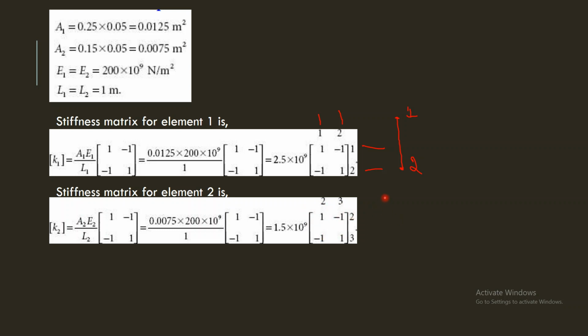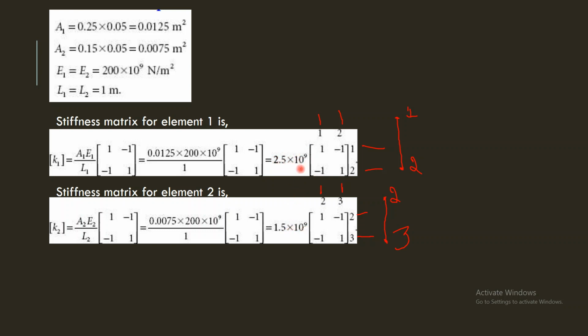And coming to the node numbering scheme, here element 2 comprises the two nodes, that is 2 degrees of freedom, that is u2 and u3. So 2 refers to the first column, 3 refers to the second column, 2 refers to the first row, 3 refers to the second row. Okay, so once I substitute these, the one thing you need to be worried about is regarding the numbers 2.5 into 10 raised to 9, 1.5 into 10 raised to 9.